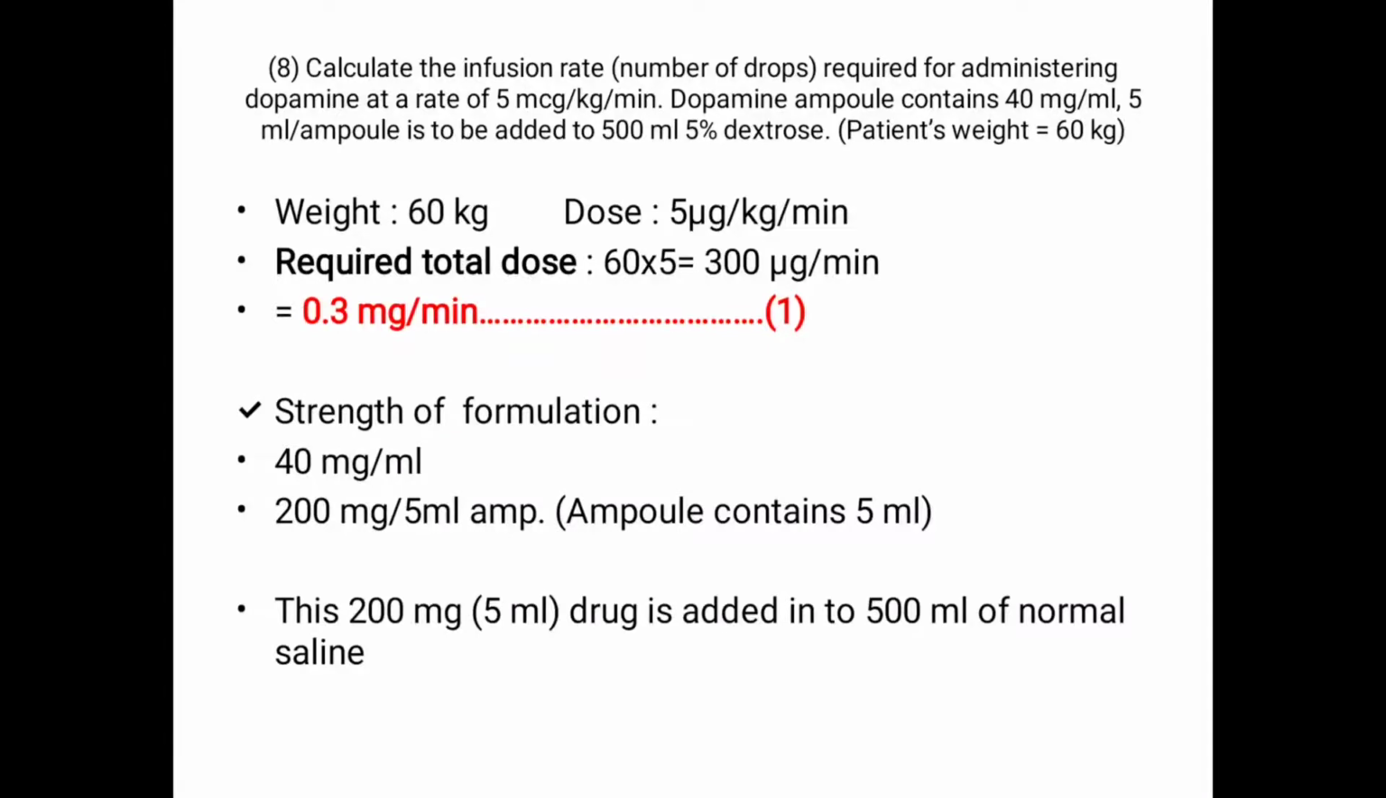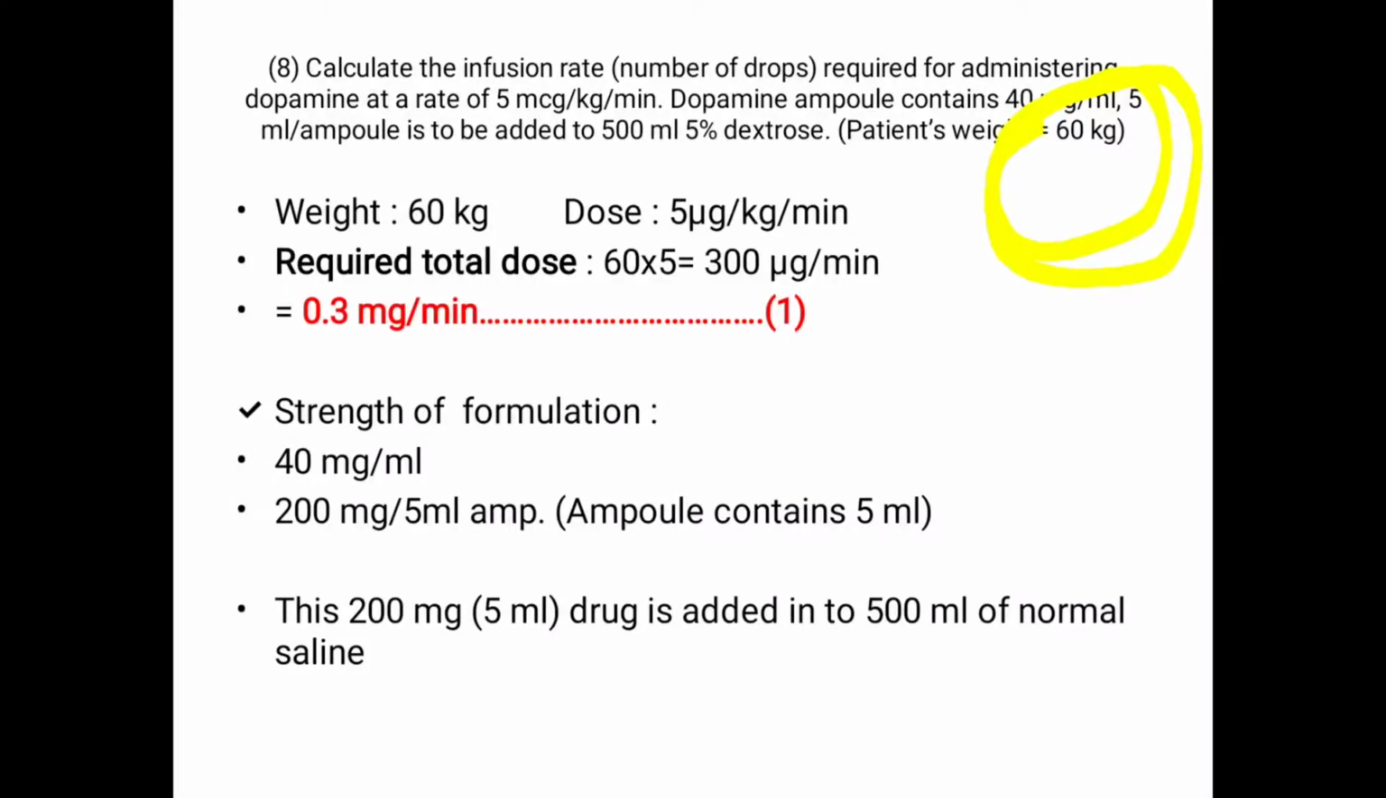So we will move further to another question, that is, calculate the infusion rate, that is, the number of drops required for administering dopamine at a rate of 5 mcg per kg per minute. Dopamine ampule contains 40 mg per ml. 5 ml per ampule is to be added to 500 ml of 5% dextrose. Patient weight is given, that is 60 kg.